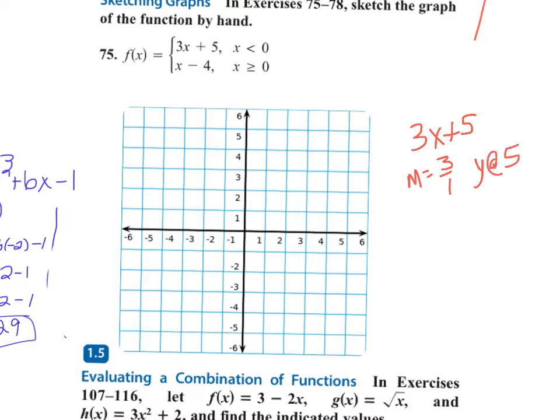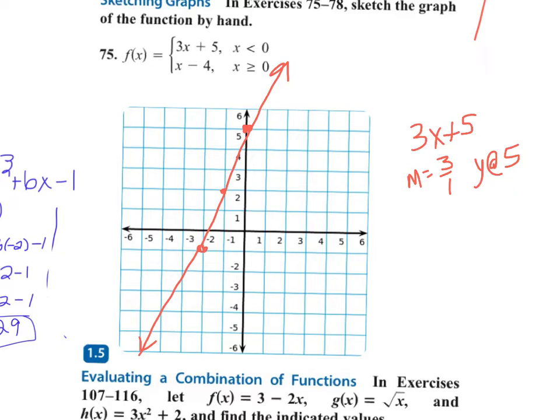So I'm going to graph this. I'm going to go up to 5, put a point, and then I'm going to go down 3 over 1. Why did I go this direction? Why is my line going in that direction? Because it's positive.